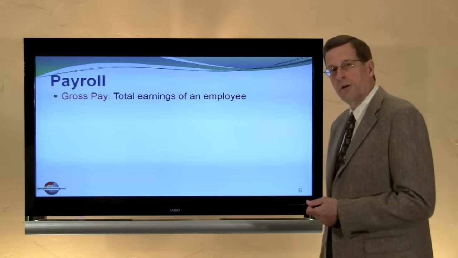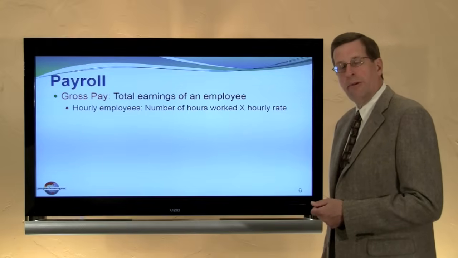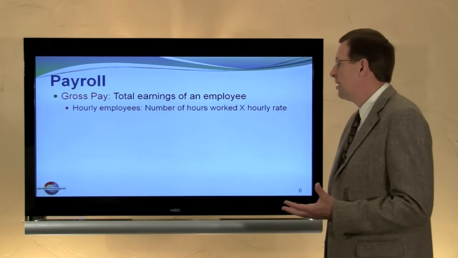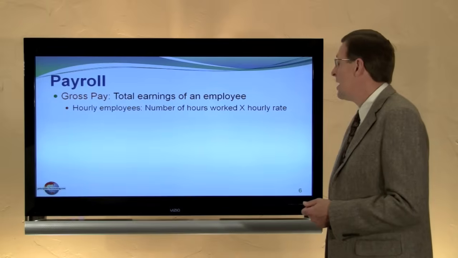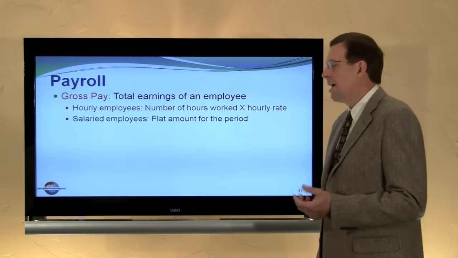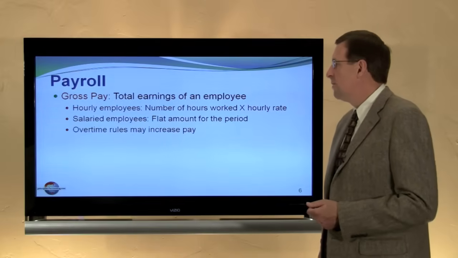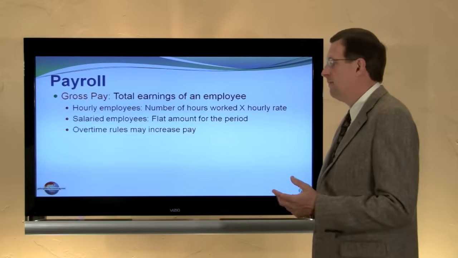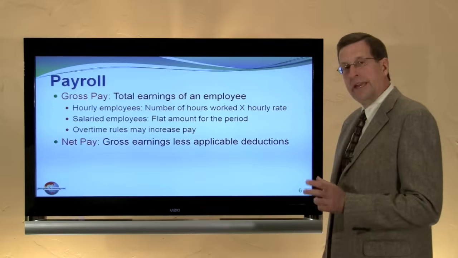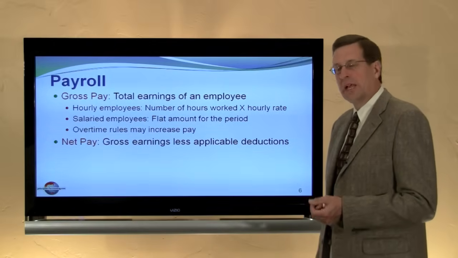Gross pay is the total earnings of an employee. Hourly employees would determine their gross pay by looking at the number of hours worked times the hourly rate. Salaried employees may be subject to a flat amount for a period of time. In any event, overtime rules may cause an increase in the pay for either category of employee. Net pay is the gross pay less applicable deductions.